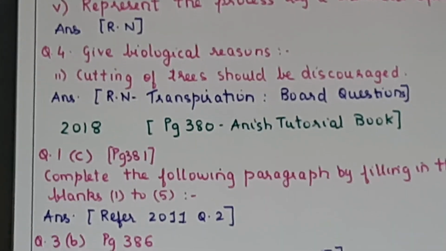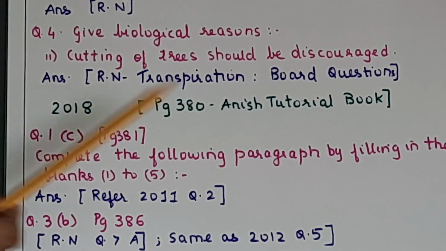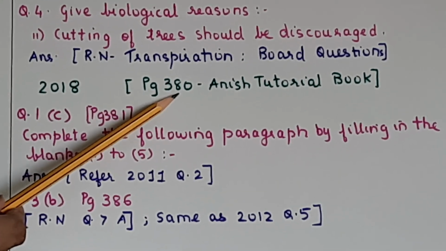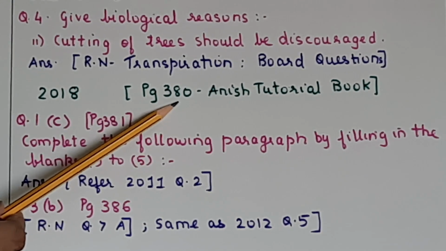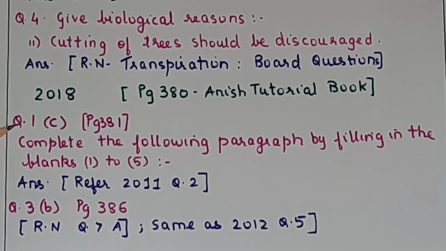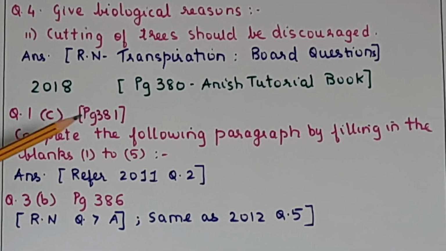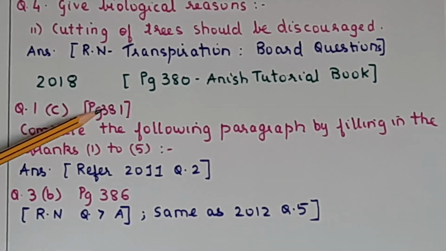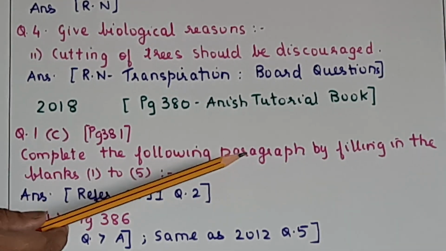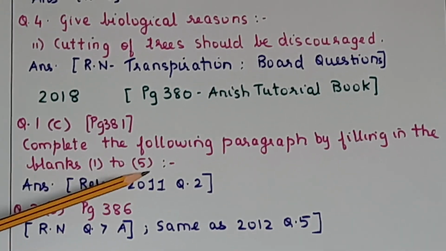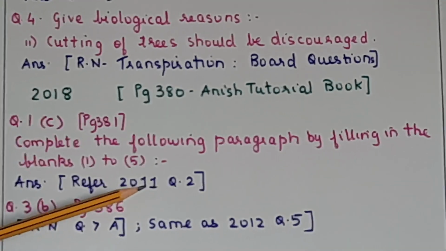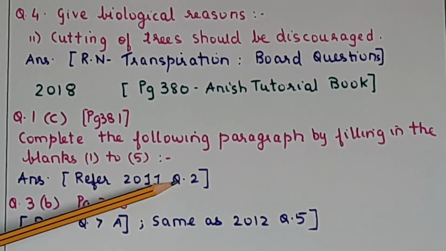Now 2018 is there in the Anish tutorial book at the back. Yes, last page, that is page 380. Open to page 380. It is there in the last section of the book. So the first question is, answer is C, that is page 381. Complete the following paragraph by filling in the blanks 1 to 5. Now this is same as what we have already done in 2011. So you can write, refer 2011 question 2.